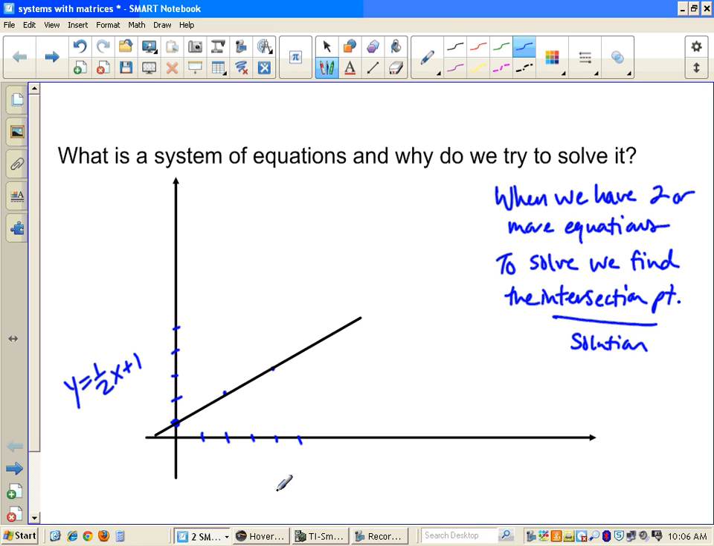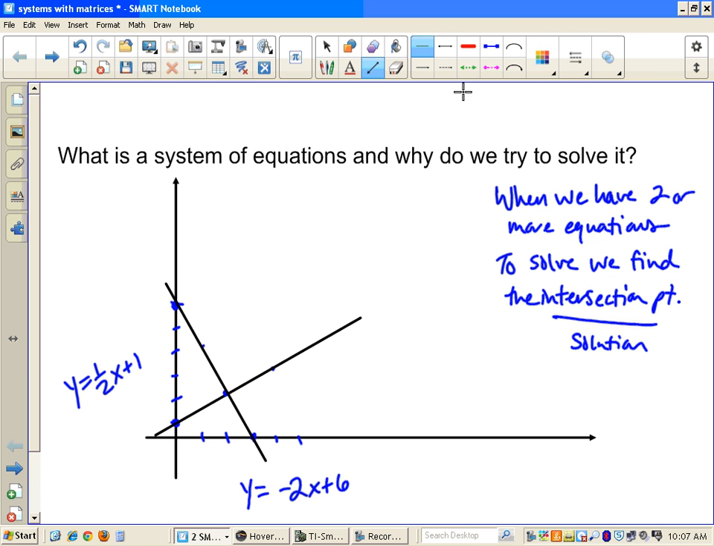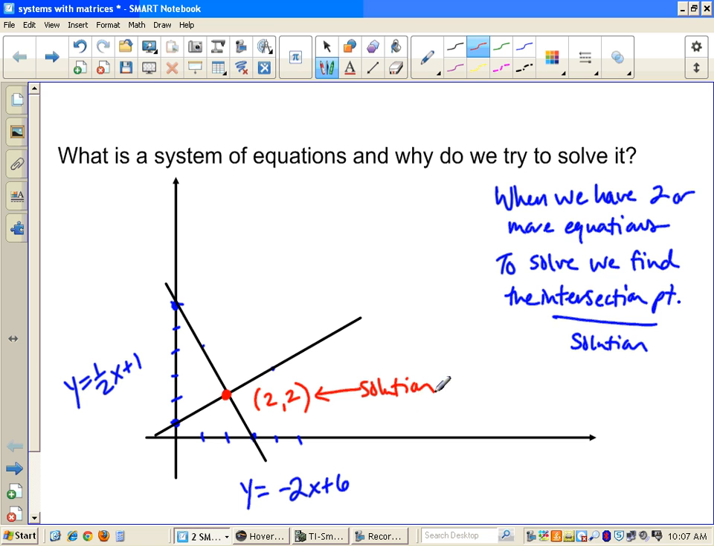And then let's say we have the equation y equals negative 2x plus 6. So 1, 2, 3, 4, 5, 6. I'm starting up here at 6, and I'm going down 2 and over 1, and down 2 and over 1, and down 2 and over 1. And again, I'll draw another line. And so hopefully we're seeing a nice intersection point here of over 2 and up 2. So that there is my solution to the system that has these two equations in it.